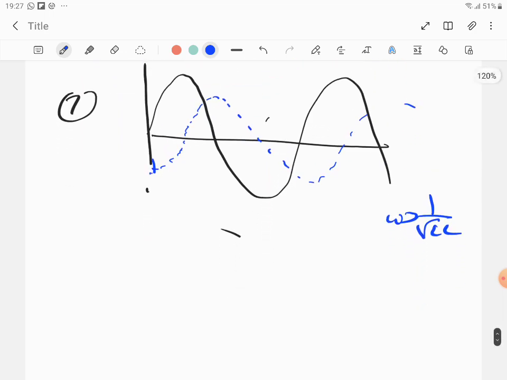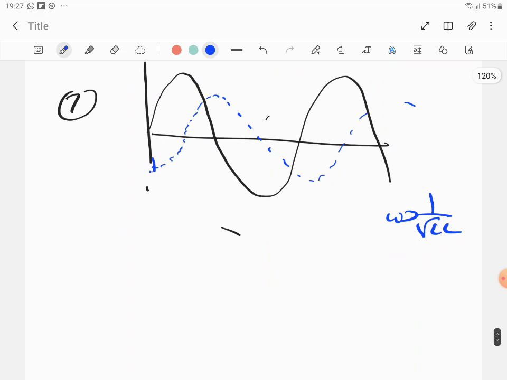Give reason why omega is greater than 1 by root of LC. Okay, you know it's an inductive circuit, correct? As soon as you see this, because this is current and this is voltage, the EMF leads. So I assume that this is an inductive circuit. And in an inductive circuit, omega is greater than 1 by root of LC.